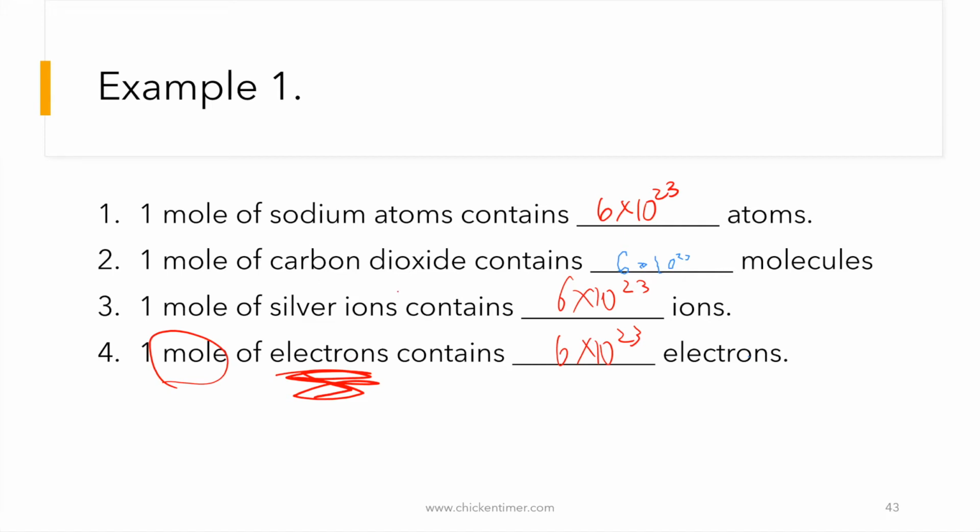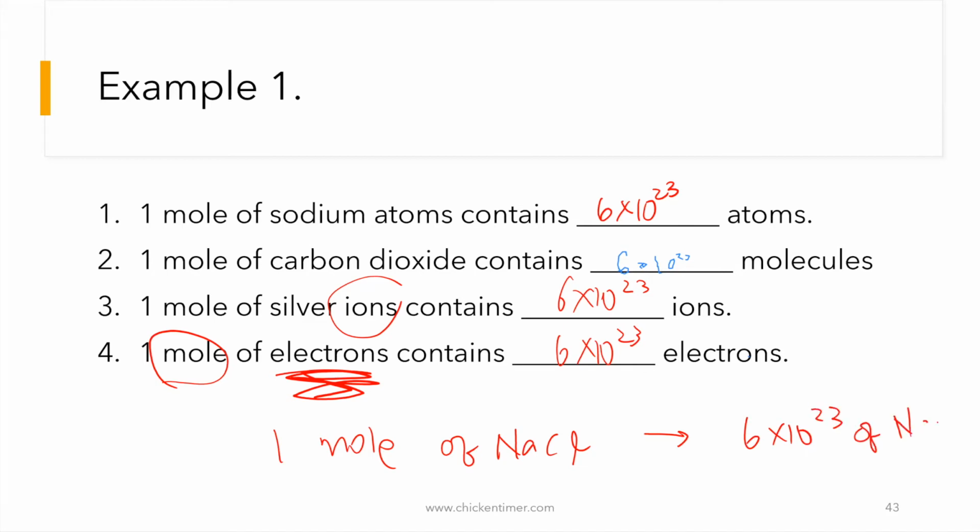So I say 1 mole of silver ion. Now compounds that contain two atoms. So 1 mole of sodium chloride means you have 6 times 10 to the power 23 of sodium chloride. So the question is like this: 1 mole of this contains 1 mole of this. But this can split up into this, right?